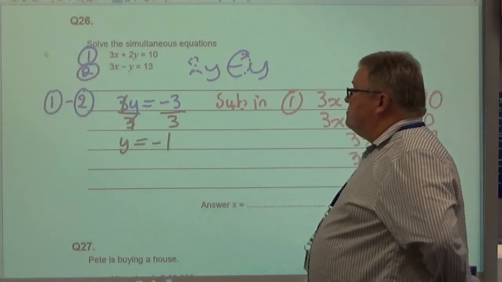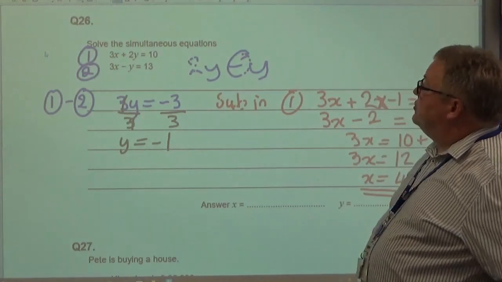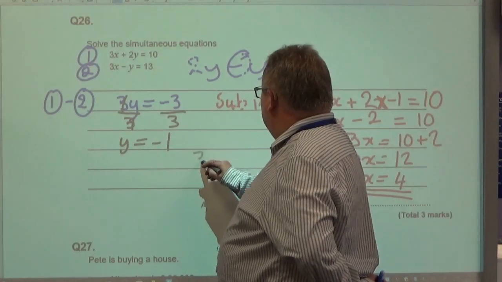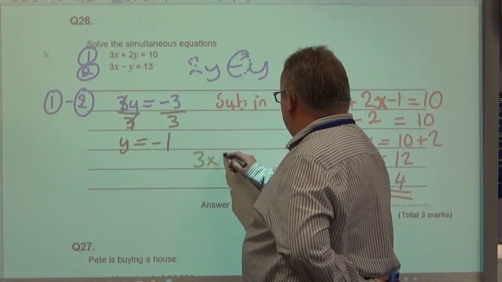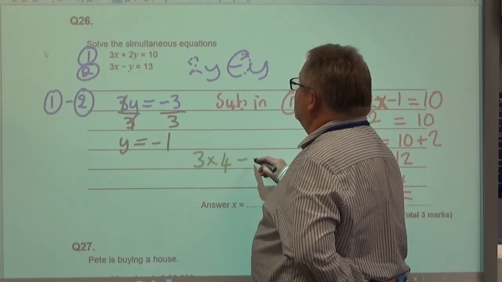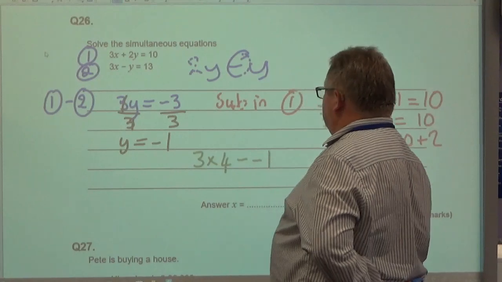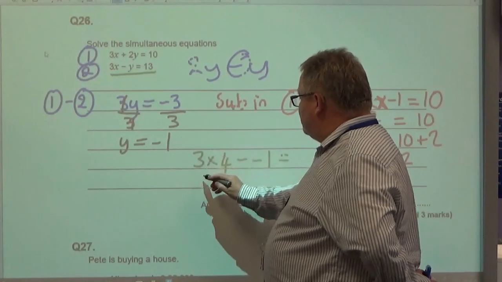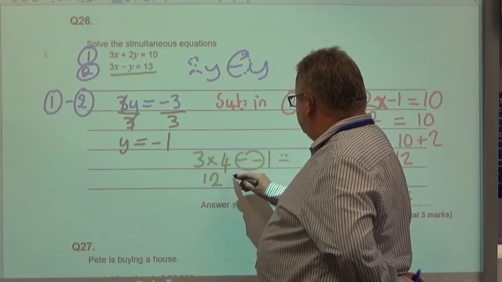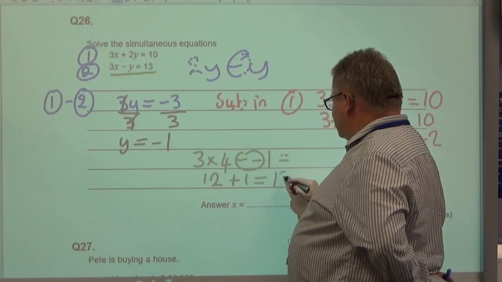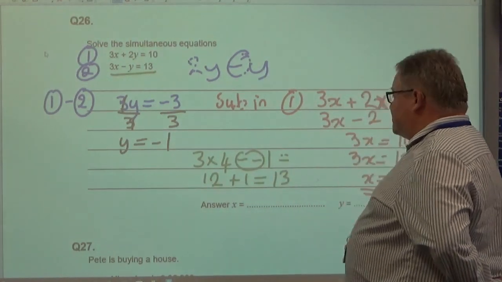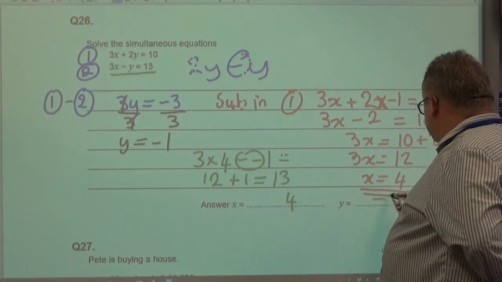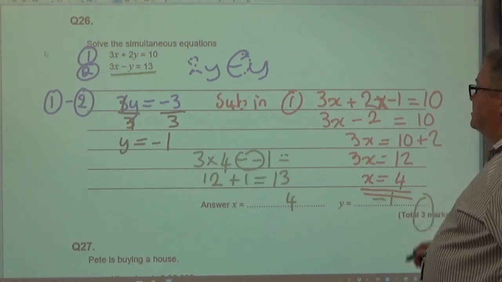Now, it's possible I could have made a mistake somewhere along the route, so I'm going to check by looking at 3 times 4 minus negative 1, and hopefully that will equal 13. So 12, these two become a positive, plus the 1, and that equals 13. So x equals 4, and y equals negative 1. So, there we go. Nice 3 marks.